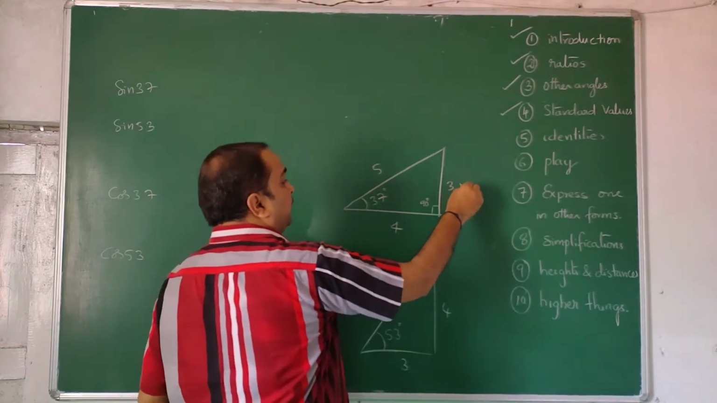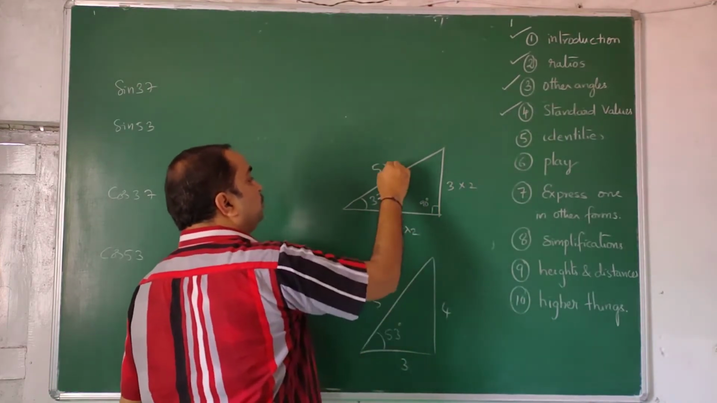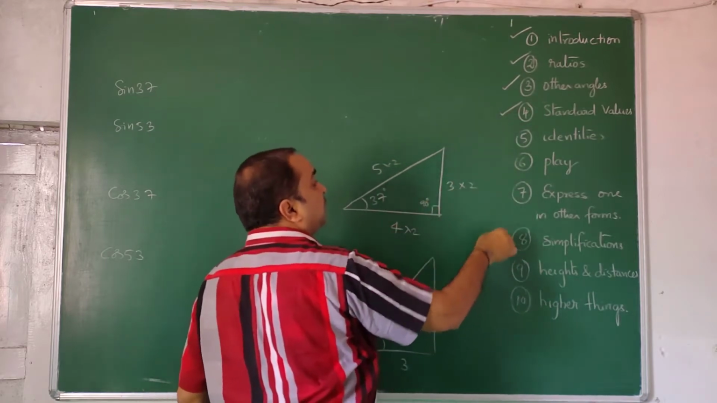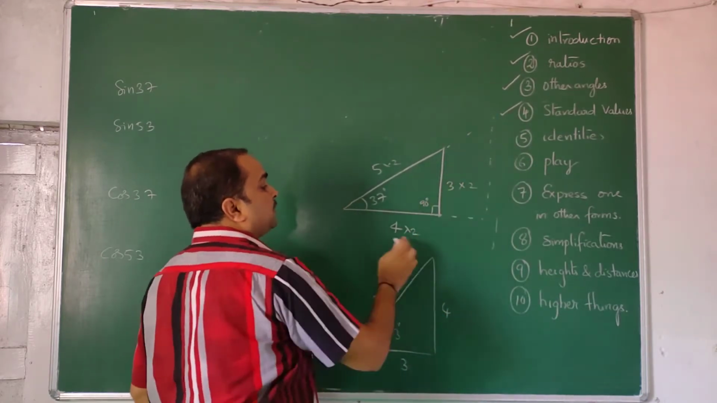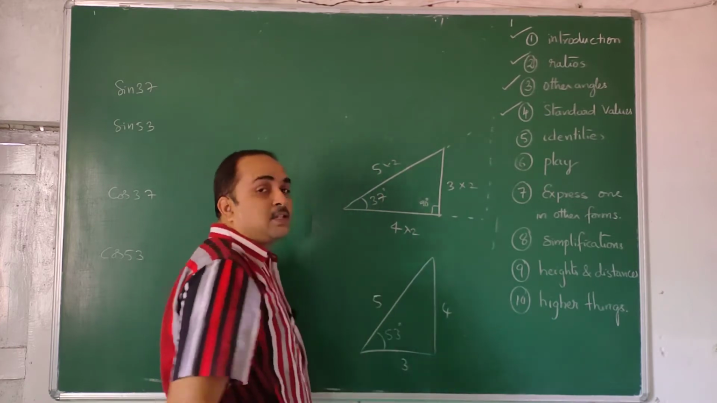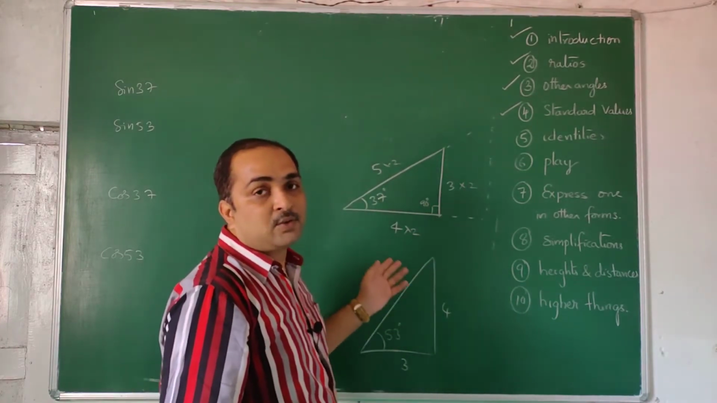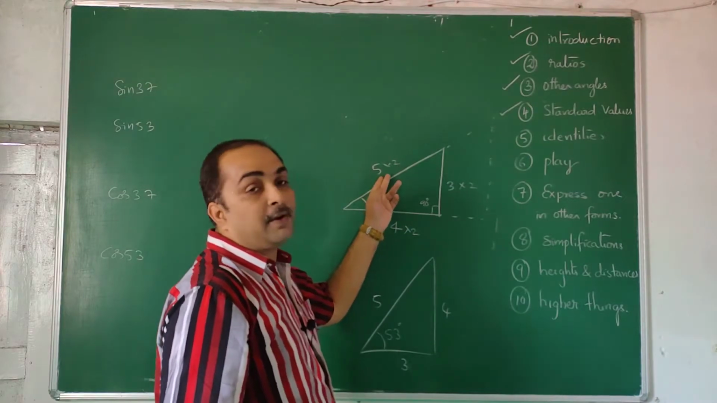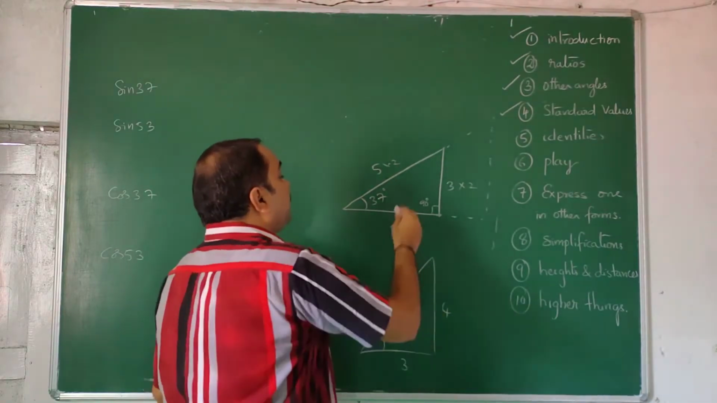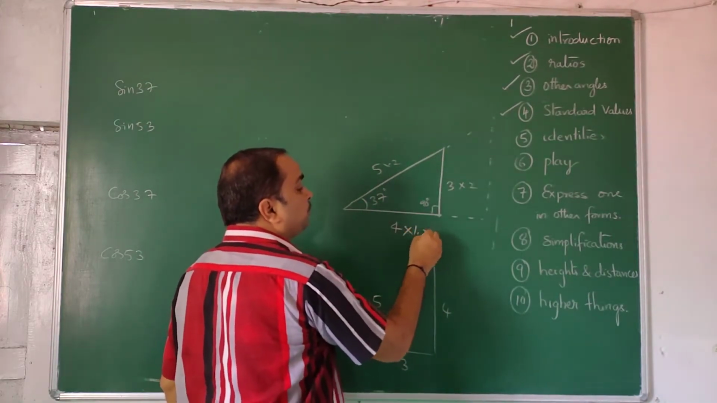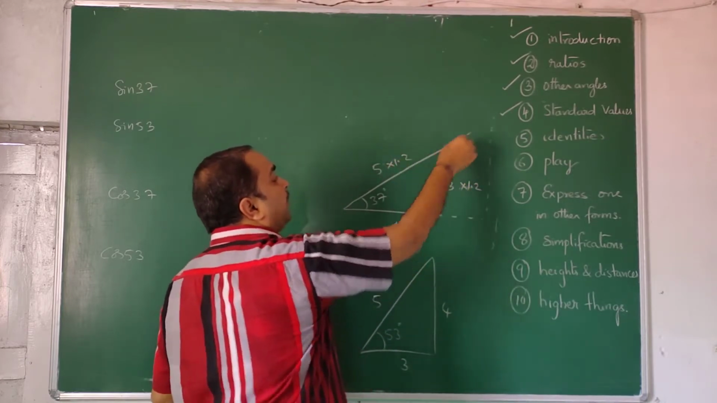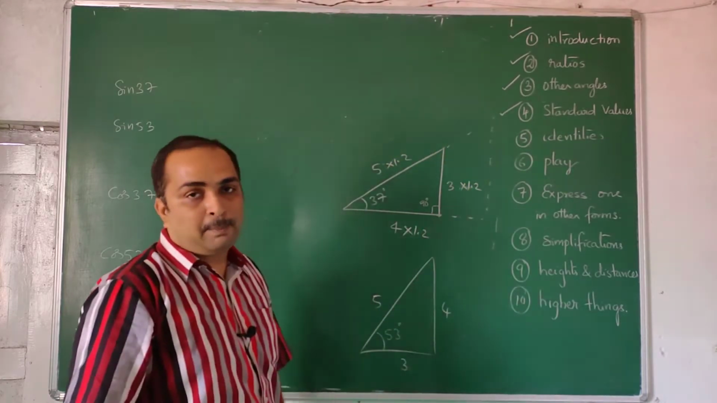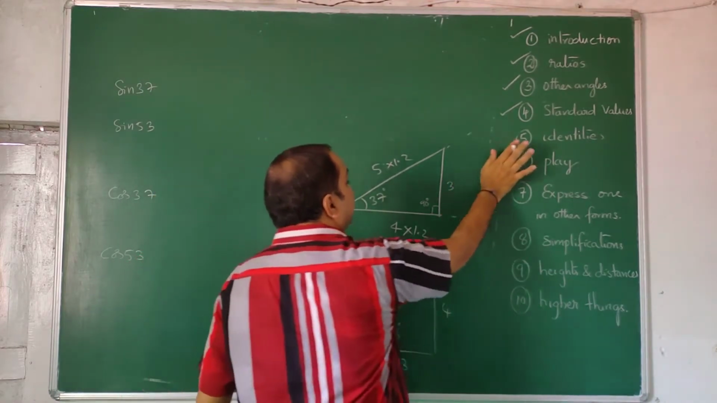So if you multiply this with 2, this length will increase, this length will increase, and that will be again the same triangle, the ratio remains the same. 3 2s are 6, 4 2s are 8, 5 2s are 10. 6 square plus 8 square, 6 square is 36, 8 square is 64, the sum of them is 100, which is 10 square. So you can even multiply by 1.2, and that triangle will come somewhere here. That also is a Pythagorean triplet. But that is not required now.